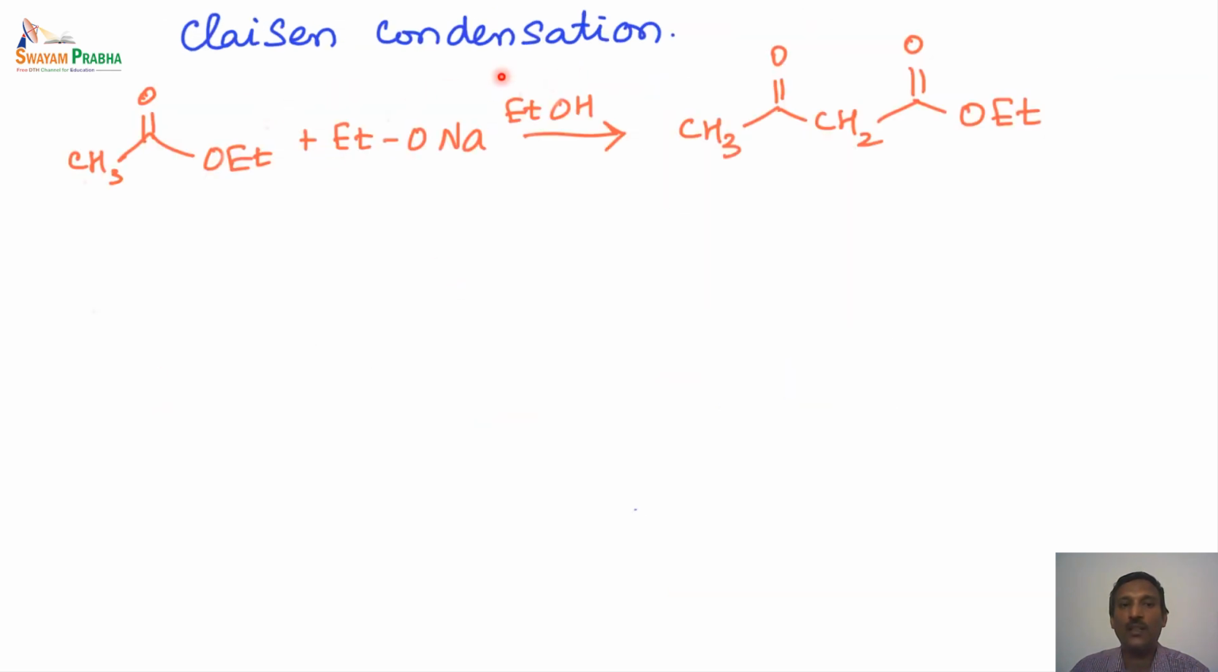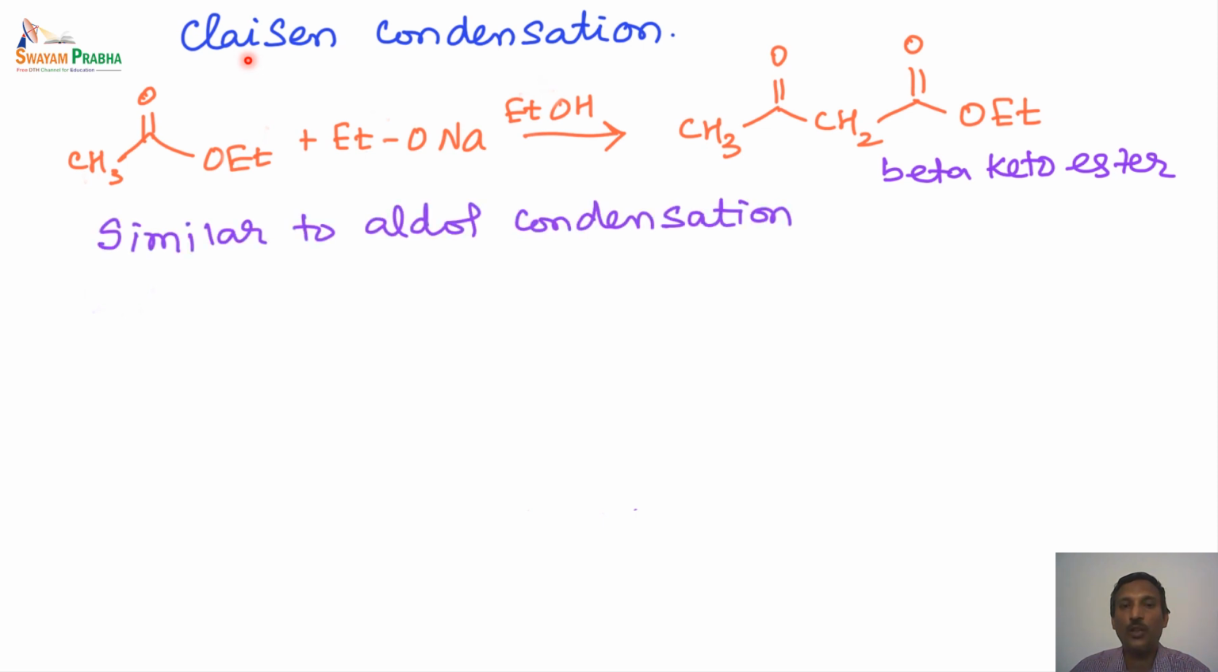The next one is the Claisen condensation. A carboxylic acid ester, when treated with sodium ethoxide in ethanol, produces a condensed product, which is a beta keto ester. This is the ester group, this is the alpha carbon, this is the beta carbon. At the beta carbon we have a ketone group and an ester, so it is a beta keto ester. These kinds of condensed products are formed, and that's why this name reaction is the Claisen condensation.